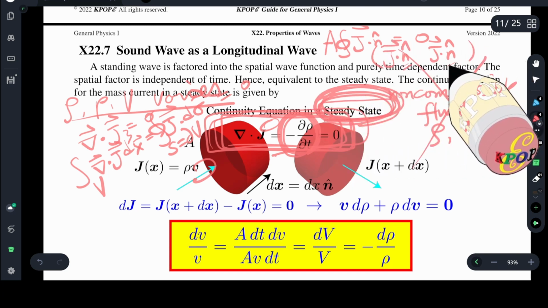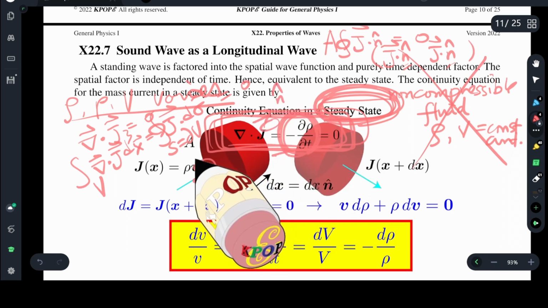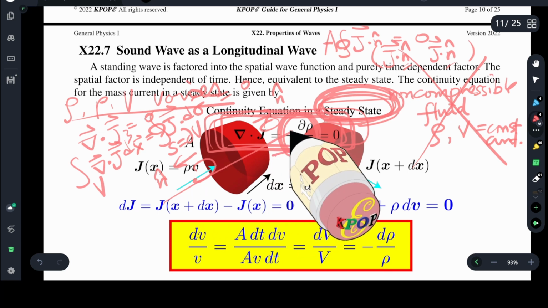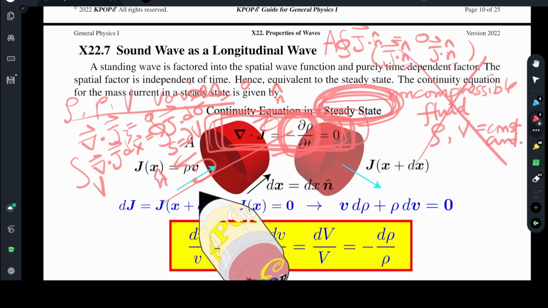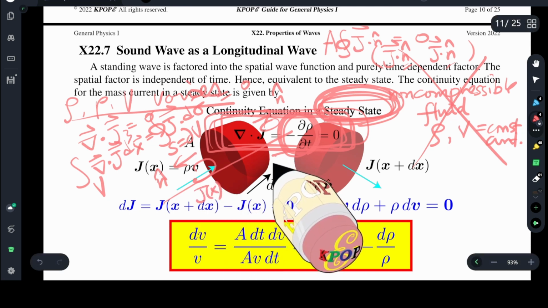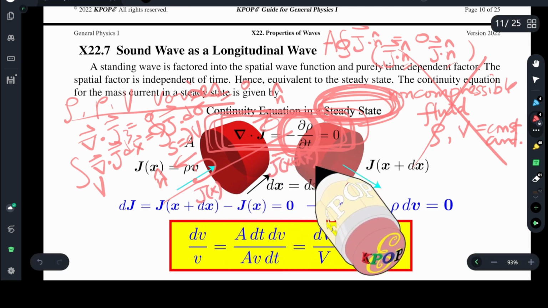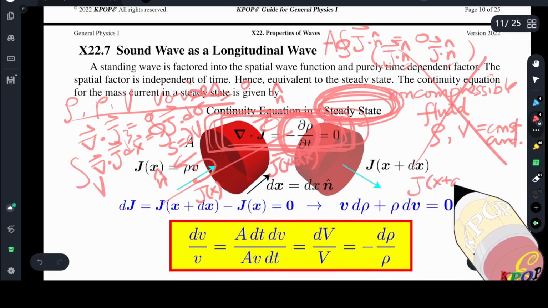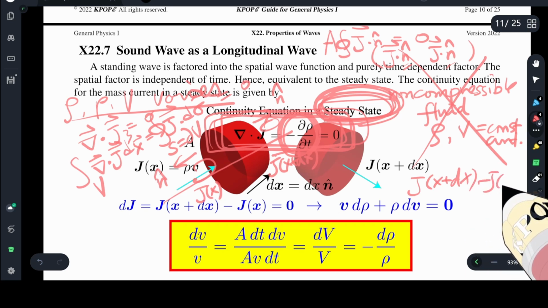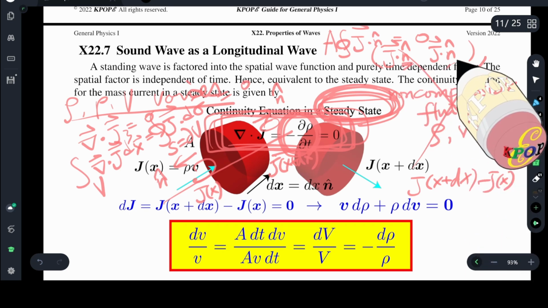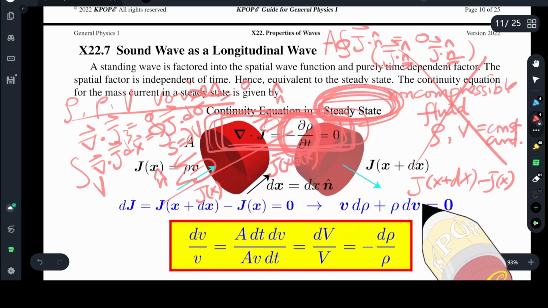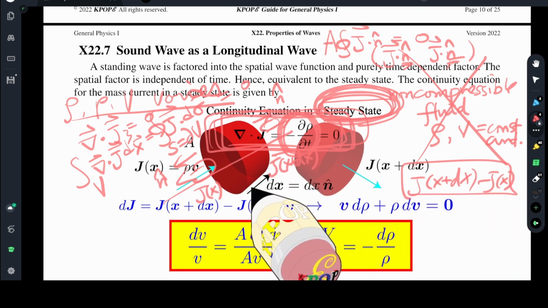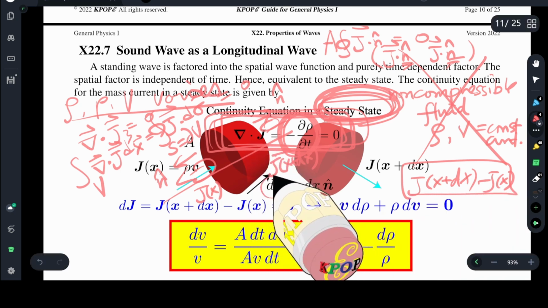That means the right side and the left-hand side J dot n, and these two n's are different. This is n, and this is n. Relative to the current, they are opposite. So let me write it as J of x here, and J of x plus dx here. Then the integral is J of x plus dx minus J of x, because n is heading in a different direction. So this is the difference between the two ends of a cylinder of height dx.